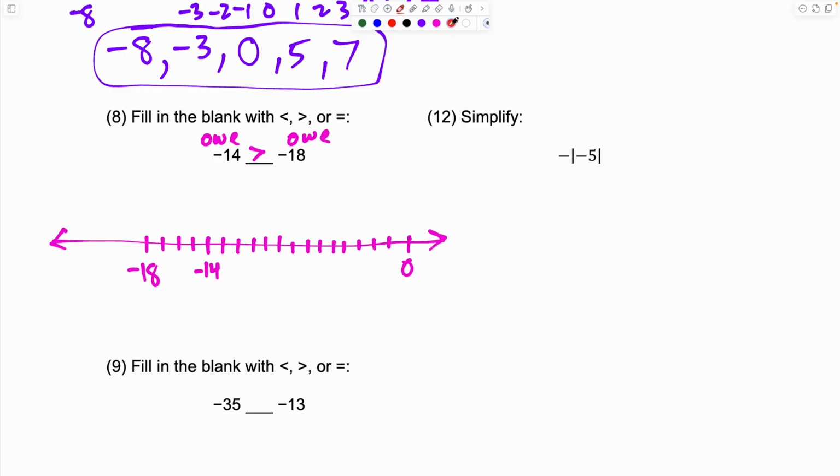So if we do this, and then I just plot these numbers here, notice that negative 14 shows up more to the right than negative 18. So that's why we could say negative 14 is greater than negative 18. So that's our solution to 8.